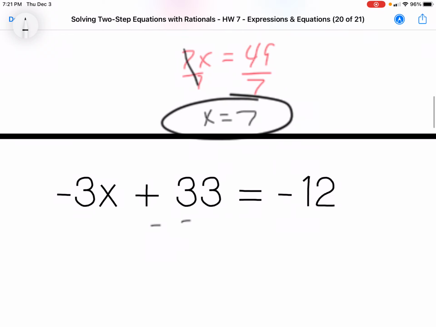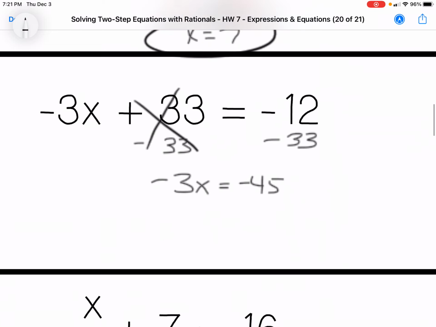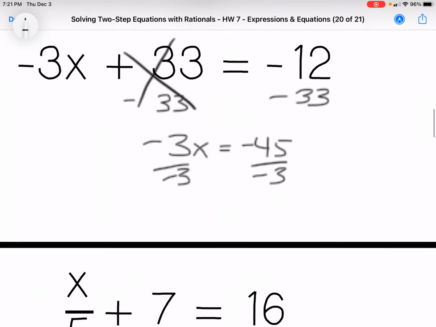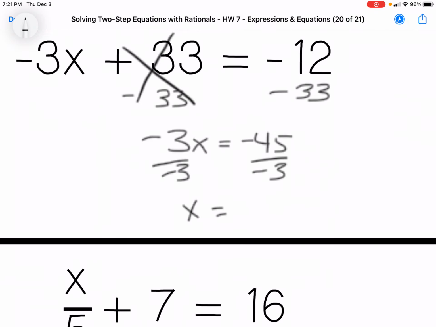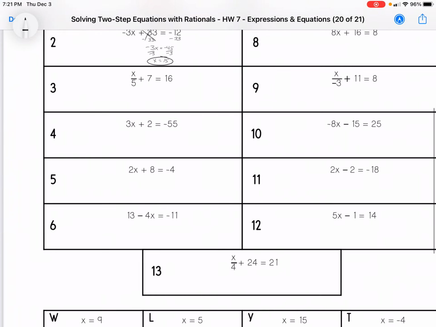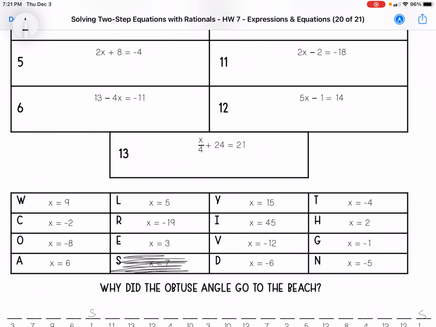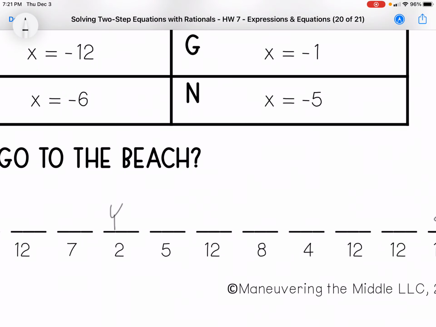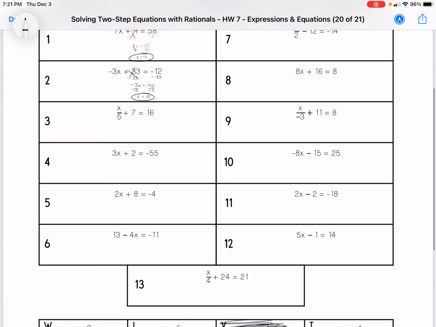Okay. Number 2. Going to subtract 33 from both sides. Going to be left with negative 3x equals negative 45. I am going to divide by negative 3, and I'm going to get x equals a positive 15. I'm going to go down to the bottom. Where does x equal 15? It is Y. So everywhere there is a 2, I'm going to put a Y.